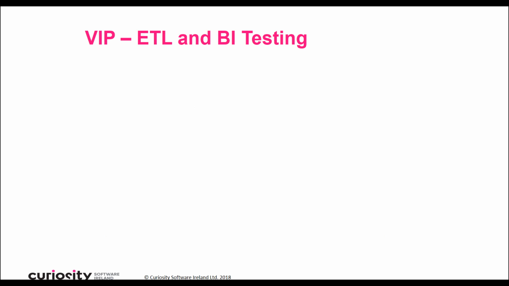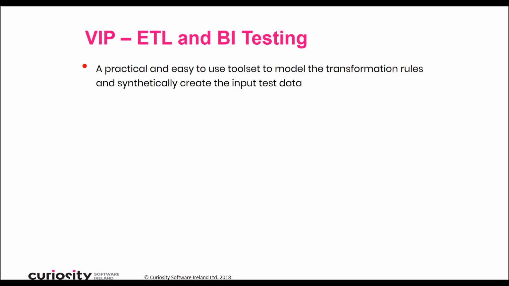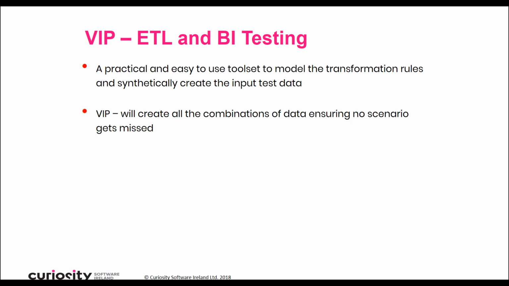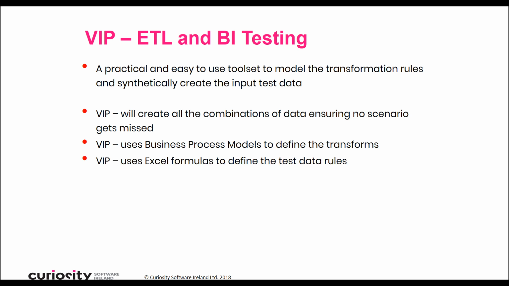So, how can VIP help with ETL and business intelligence testing? It's a practical and easy to use toolset to model the transformation rules and synthetically create the input test data. VIP will create all the combinations of data, ensuring no scenario gets missed. It uses business process models to define the transforms, and it uses Excel formulas to define the test data rules.